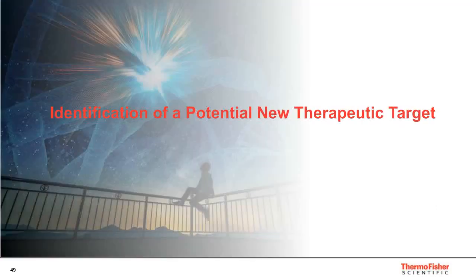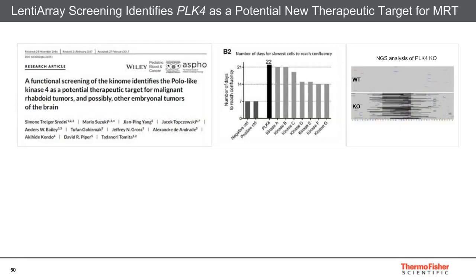Next, quickly, I just want to talk about how these CRISPR libraries were used to identify a new therapeutic target in the case of rhabdoid tumors. One of our collaborators, Dr. Simone Shredney at Northwestern, did this study, and using our Lenti-CRISPR library, she identified PLK4 as a target for the malignant rhabdoid tumors, and this work was published earlier this year.